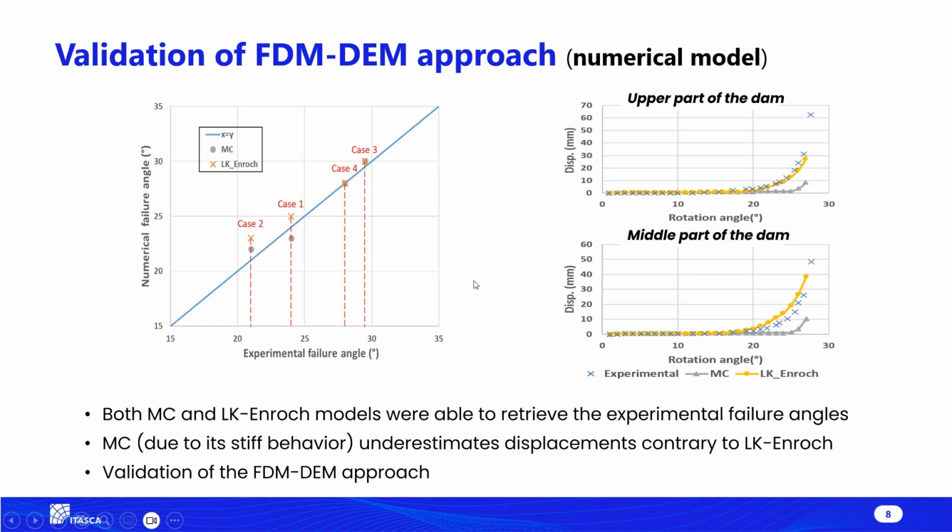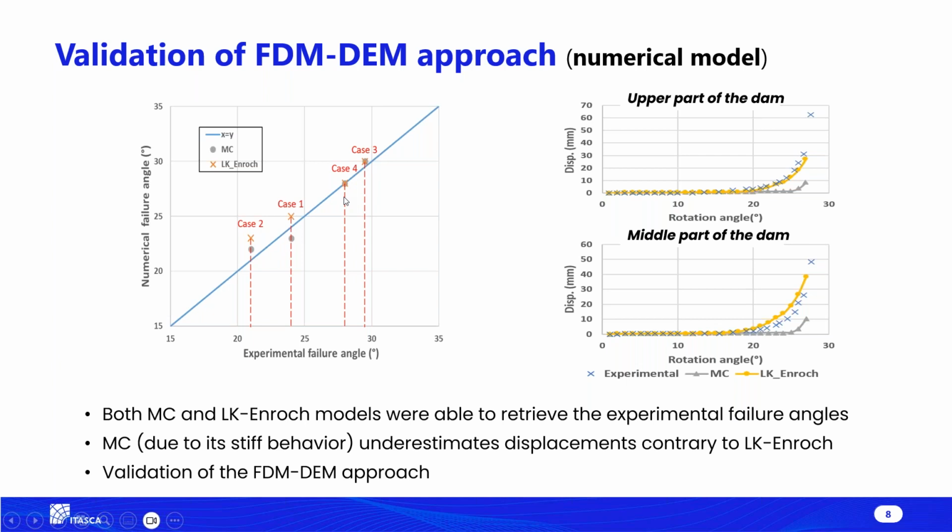I'm showing you here a summary of the comparison between the numerical and experimental results, which validated our approach. First of all, on the left-hand side, we have the numerical failure angle as a function of the experimental failure angle for 4 different cases which were studied. The difference between the 4 cases is just in the material of the drystone pitching and their dimensions. We can see that the numerical model using either Mohr-Coulomb or Alkan-Roche model were both able to retrieve the experimental failure angle in a very precise way.